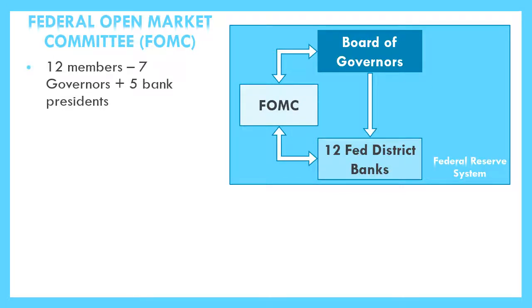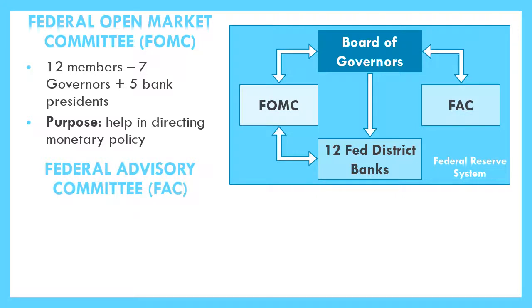We see that this 12-member committee is made up of those 7 members of the Board of Governors, as well as 5 bank presidents: the New York Bank president, plus 4 other bank presidents on a rotating basis. They meet together to help direct monetary policy. This is going to become a lot more important a little bit later on in this video.